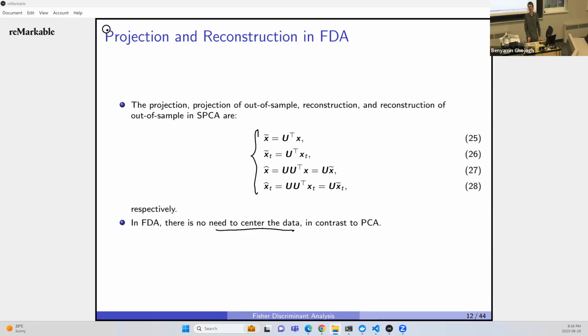Do you remember why we centered data in PCA? Because I showed you some figure. We wanted to find the maximum variance. But here we don't have that. What we did that for, because I showed you an example: if we don't center the data, it ruins PCA. But here we don't have that problem. We don't need to center data necessarily.